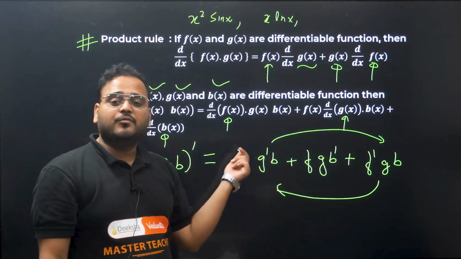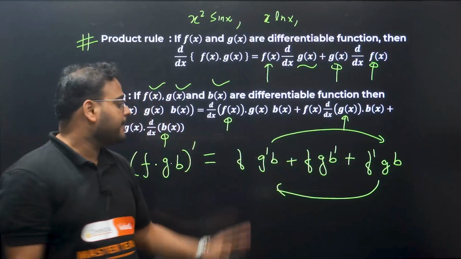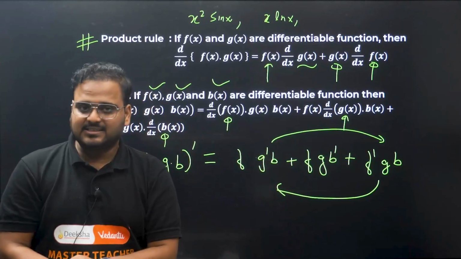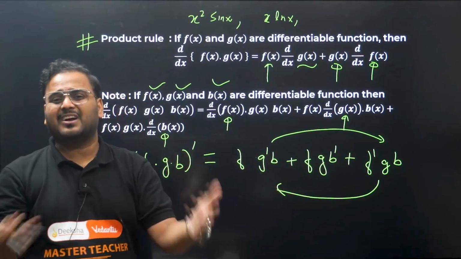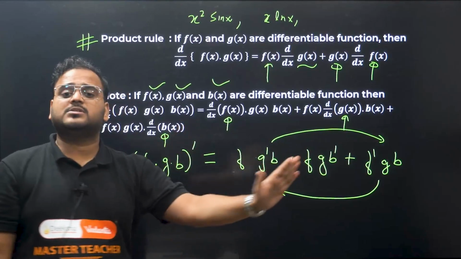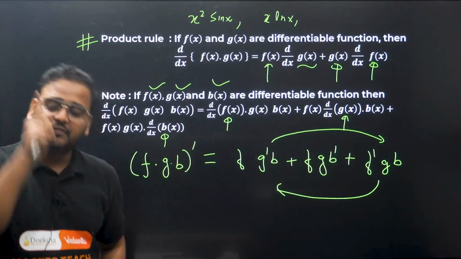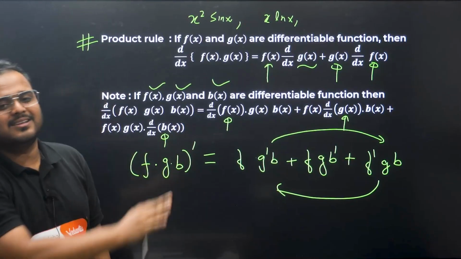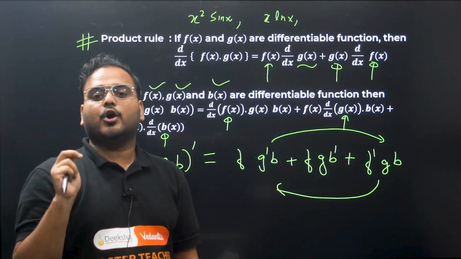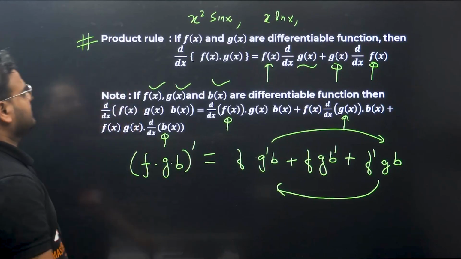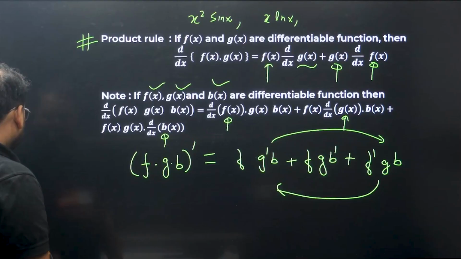Just understand, you have to differentiate one function at a time and keep the other functions as they are. If it is 3 functions, 4 functions, 5 functions, it does not matter. The same rule will continuously apply: differentiating one function at a time, keeping the others as they are. Is it clear or not? Yes, it is clear. Okay, so this is done. Let's move on now.